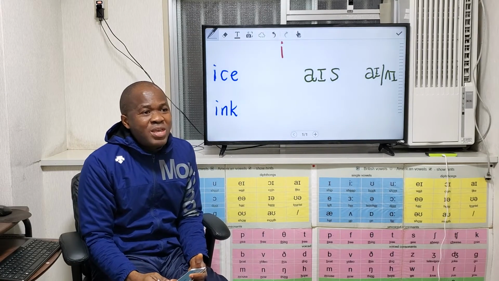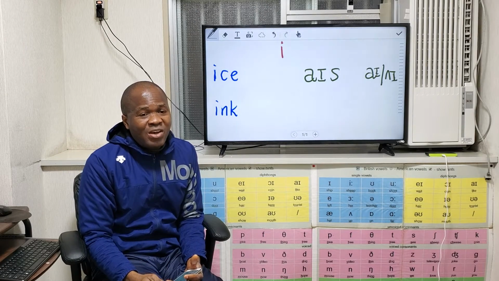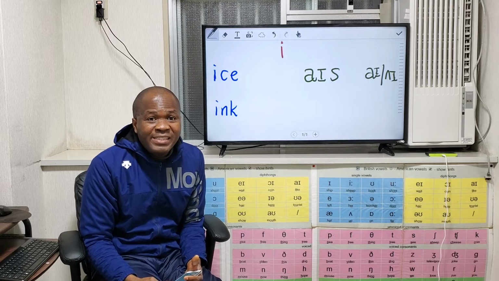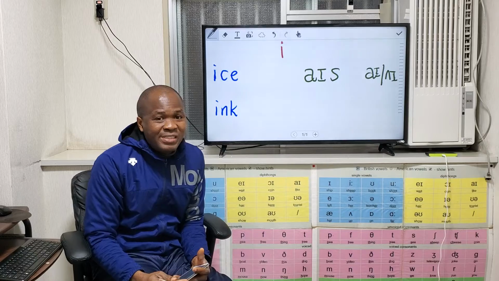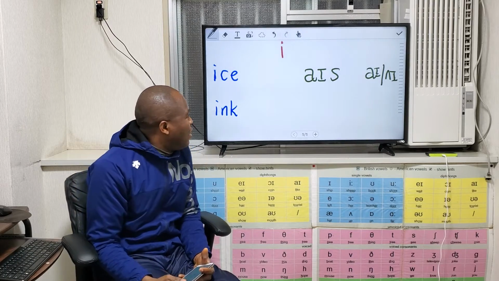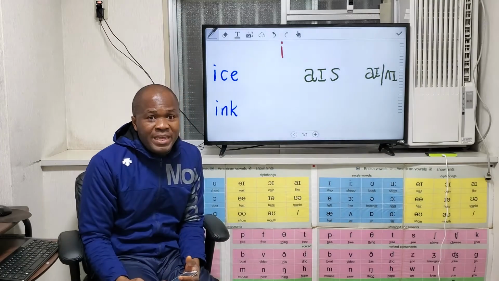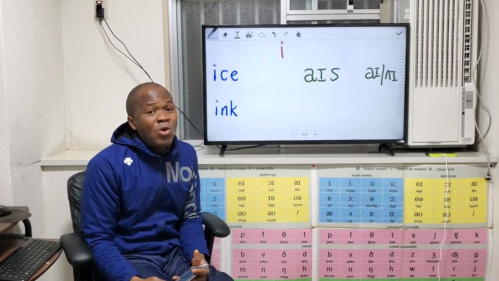When I makes the same sound as the letter of the alphabet, we say that I says its name, and it's the long vowel. Whenever a vowel says its name, it is called a long vowel. Example, A, E, I, O, U. These are all long vowels.